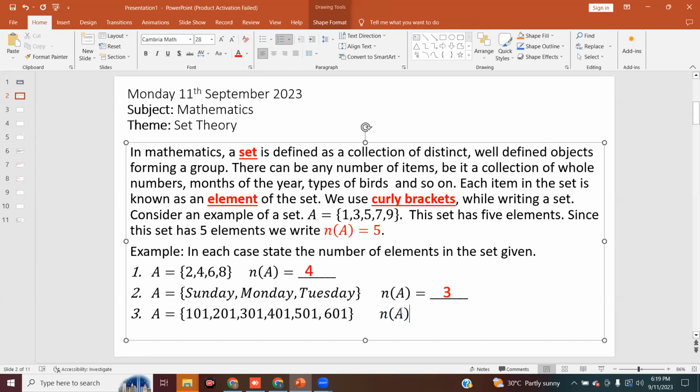Chardonnay, what are the elements in A? Tell me the elements in A. 101, 201, 301, 401, 501, and 601. Very good. So the number of elements in A is going to be 6. All right.